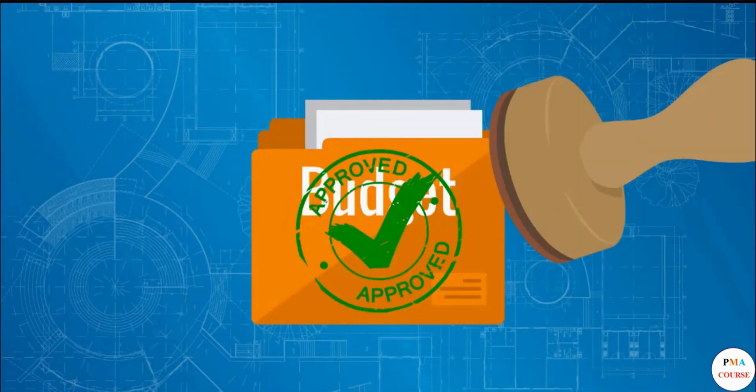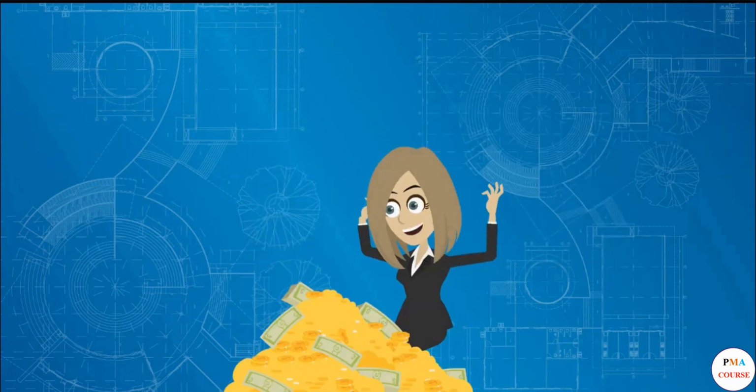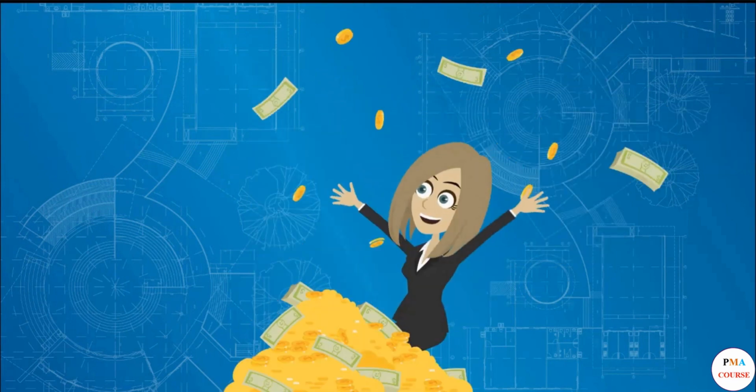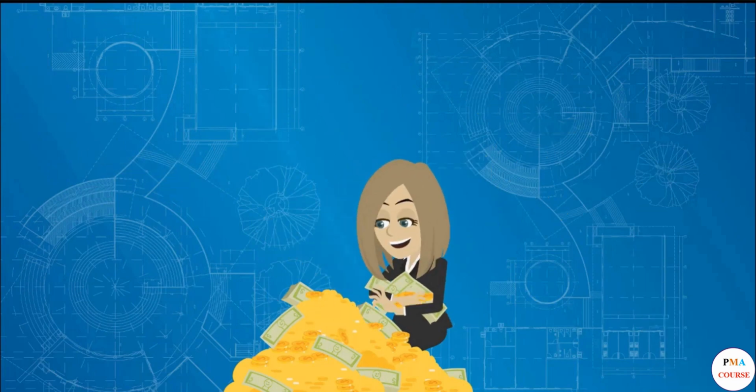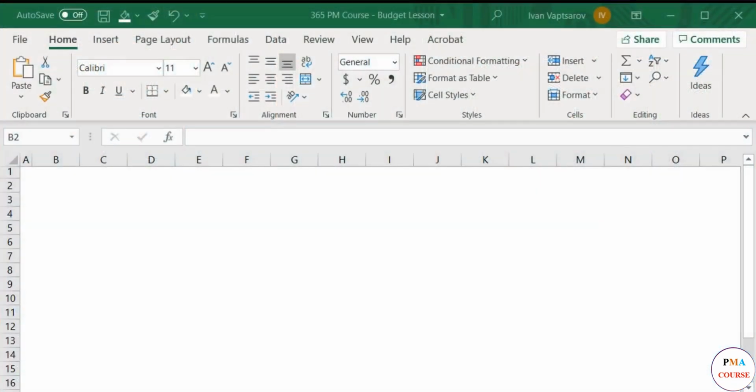Once all costs are estimated and the overall project budget is calculated and approved, the project will move on to execution. Better have your bank accounts prepared. Money starts flying out of your pocket at this very moment. Let's start creating our Excel table.